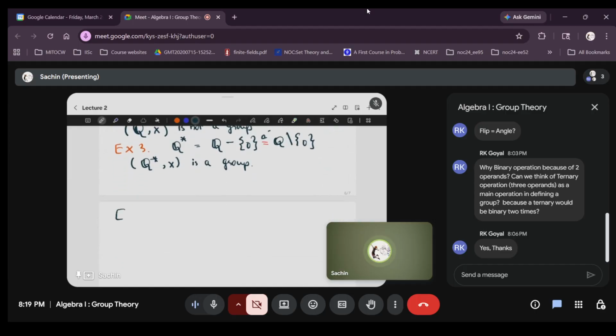Then consider the set 1, minus 1, i, minus i, where i squared is minus 1, under complex number multiplication. Is this a group?